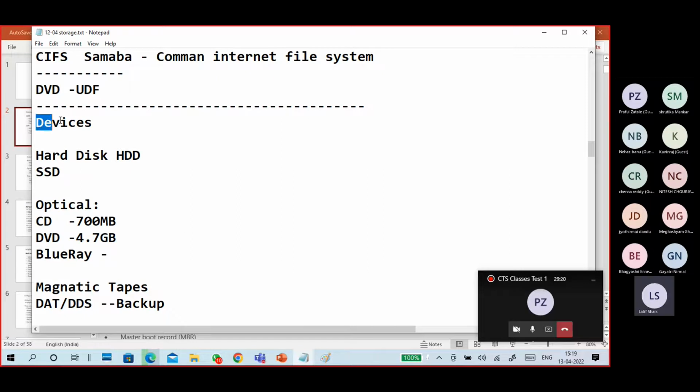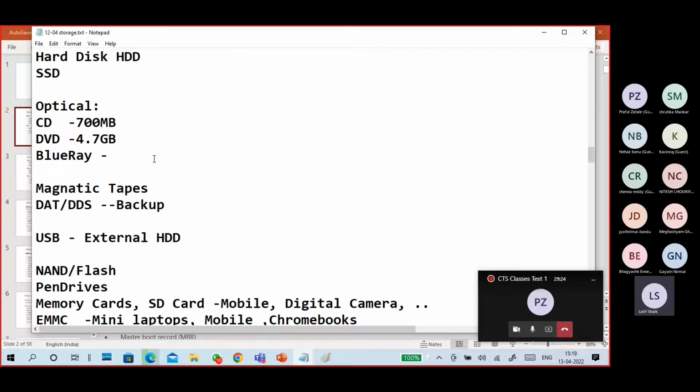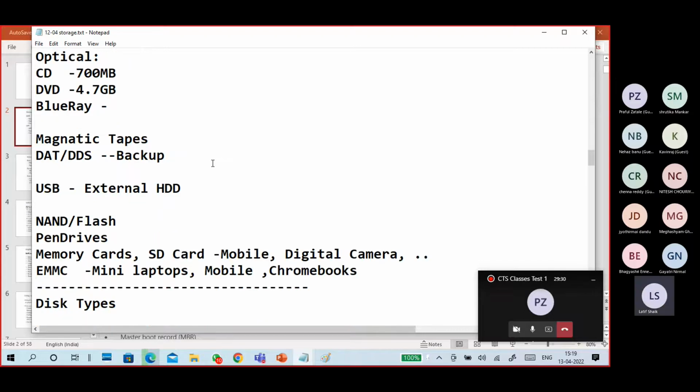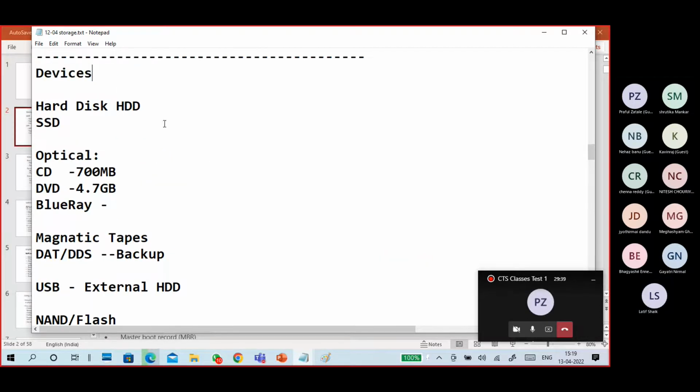Next, different devices like hard disk, SSD, CD, DVD, Blu-ray, DAT or DDS. External hard disks, pen drives, memory cards, eMMC cards, PCMCIA cards. These are all storage devices. We use hard disks regularly. For faster performance, we also use SSDs.